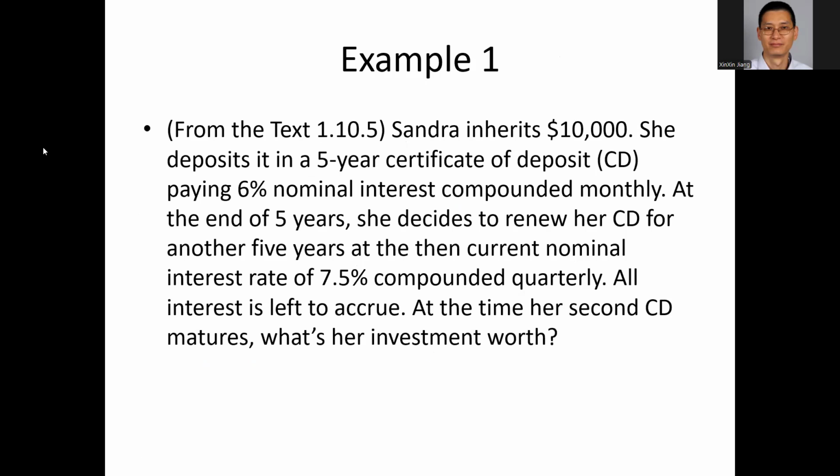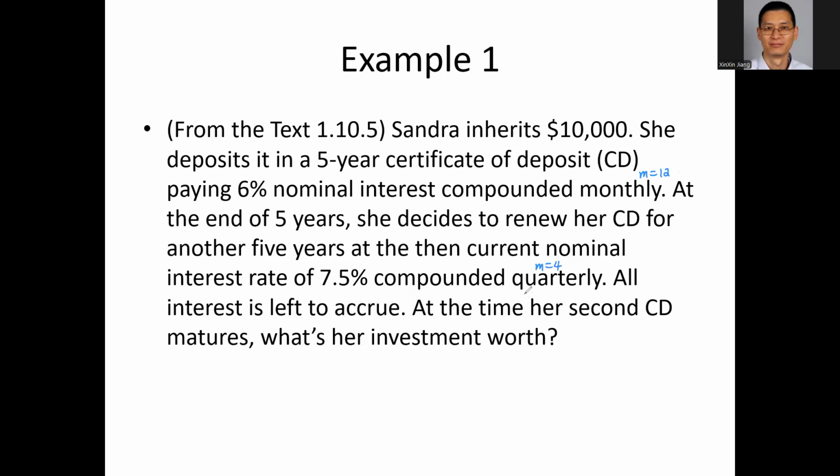Let's look at an example. Sandra inherits $10,000. She deposits it in a 5-year certificate of deposit, CD, paying 6% nominal interest rate, compounded monthly. So for this one, m equals 12. At the end of 5 years, she decides to renew her CD for another 5 years at the then-current nominal interest rate of 7.5% compounded quarterly. So here m equals 4.